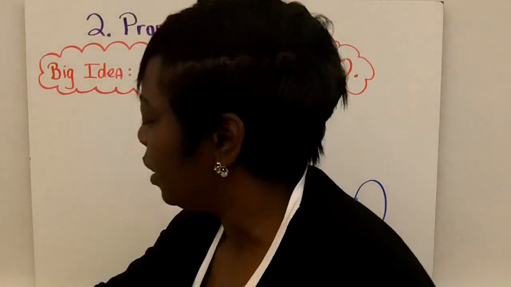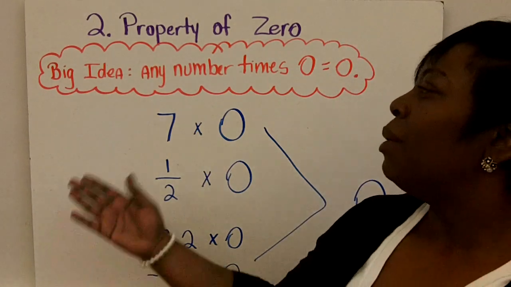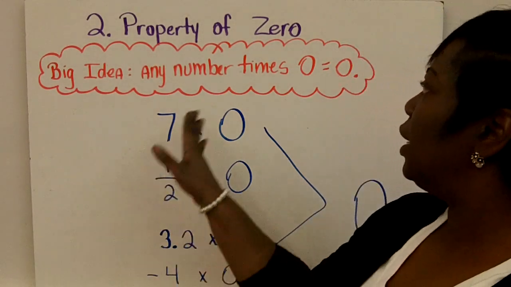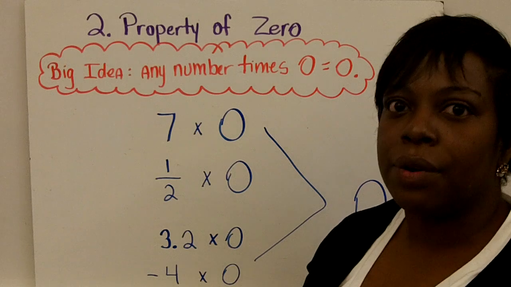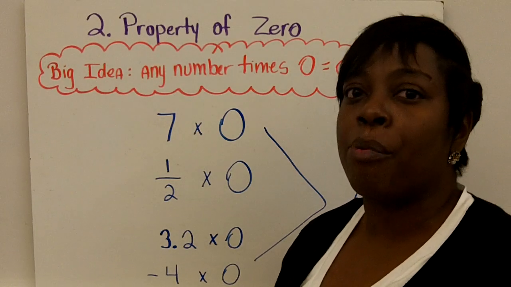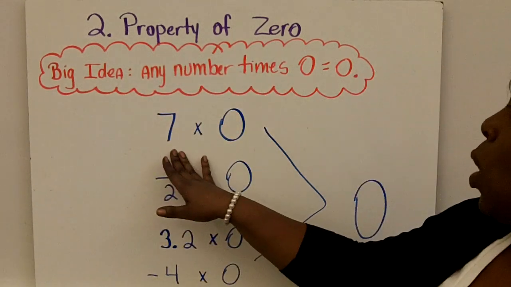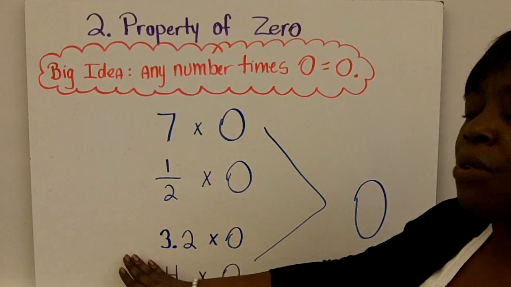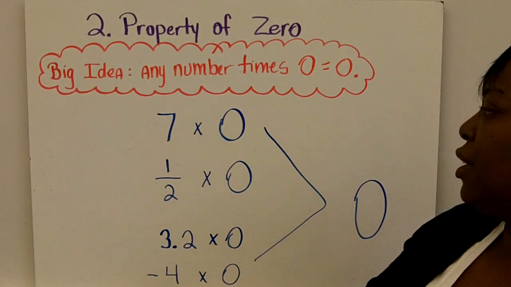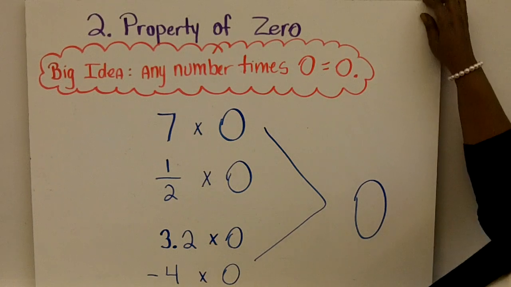Okay, the next property that we were going to talk about is the property of 0. Pretty much the big idea is simply any number times 0 is 0. So this is a property you've known for a while. You just may not have known it had a proper name. And it does. It's called the property of 0. So whether it's a whole number, a fraction, a decimal, even an integer, a negative integer, any number times 0 equals 0.